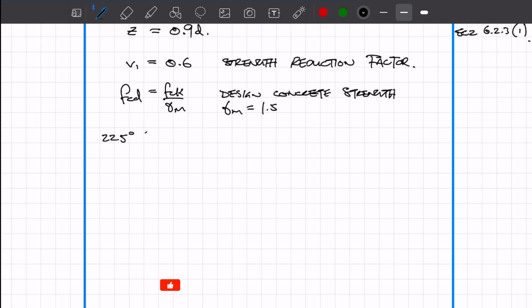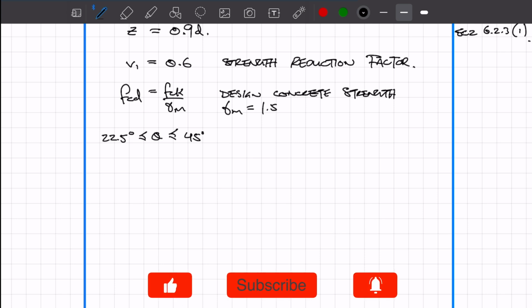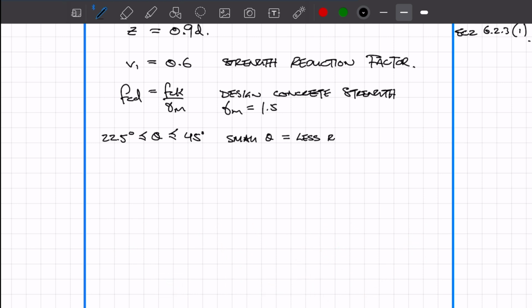In the Eurocodes, we can choose what the theta angle is within a range between 22.5 degrees and 45 degrees. A smaller angle will require less reinforcement but reduces the maximum shear capacity of the section, whilst choosing a larger angle will require more reinforcement but will allow you to increase the maximum shear capacity.